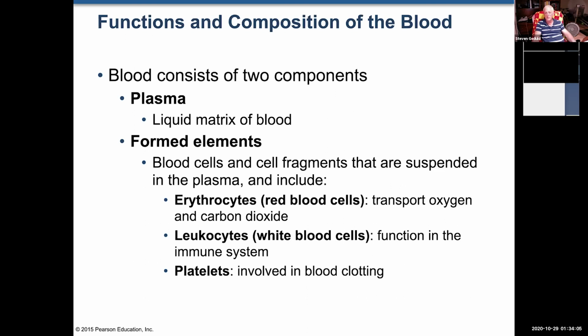They include your erythrocytes, which are your red blood cells. They transport oxygen and CO2. They include your leukocytes, which are your white blood cells. They function in your immune system, maintain your body's health. And it involves platelets. Platelets are involved in clotting of the blood. So the two components of blood, plasma and formed elements. The formed elements are your red blood cells, your white blood cells, and your platelets.